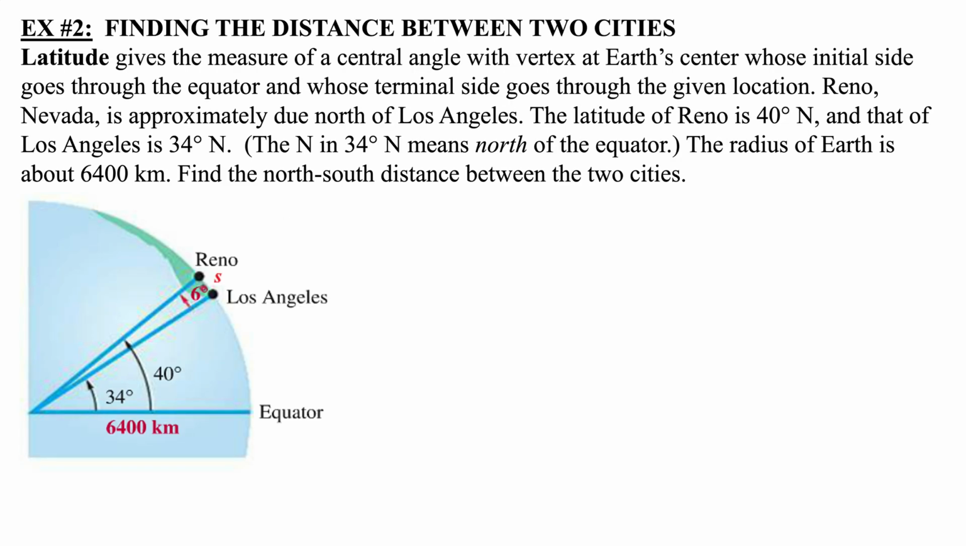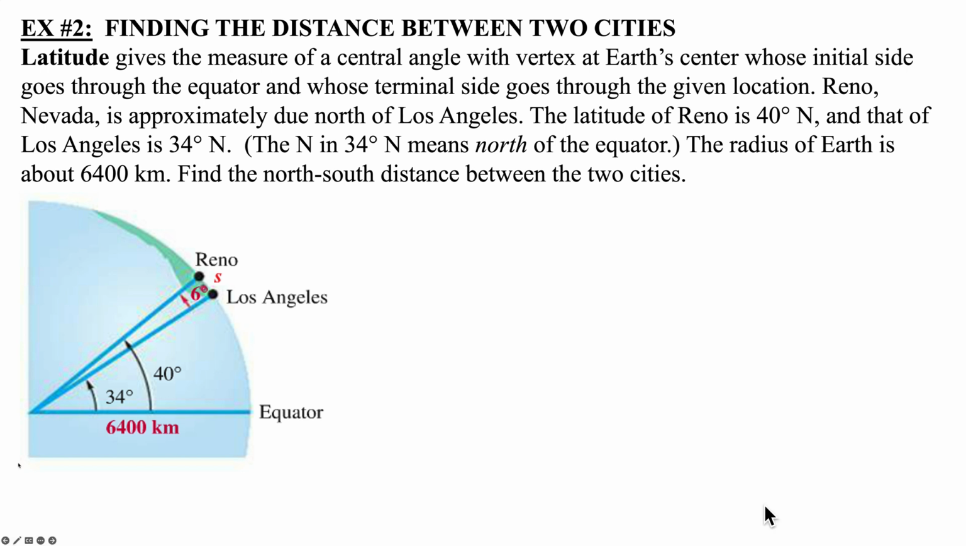A really common distance between two cities problem is latitude gives the measure of a central angle with the vertex at the Earth's center whose initial side goes through the equator and whose terminal side goes through a given location. Reno, Nevada is approximately due north of Los Angeles. The latitude of Reno is 40 degrees north, and Los Angeles is 34 degrees north. The radius of the Earth is about 6,400 kilometers. Find the north-south distance between these two cities.